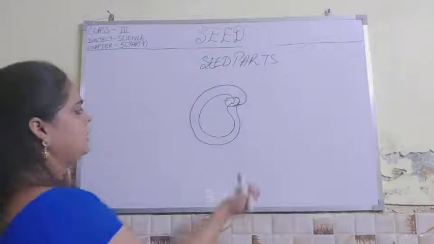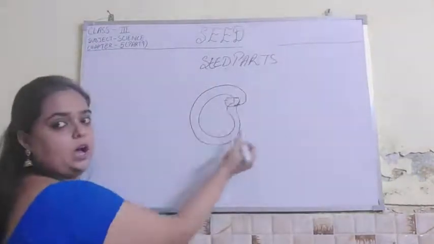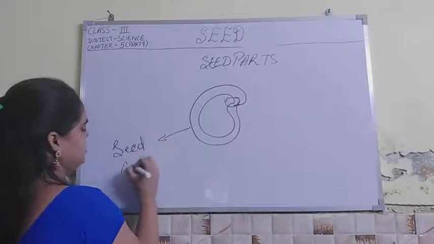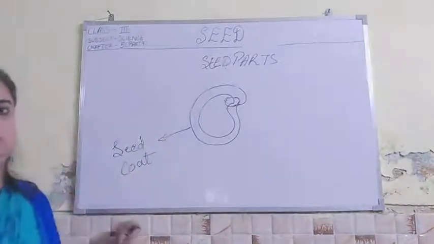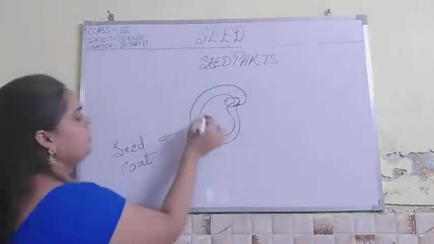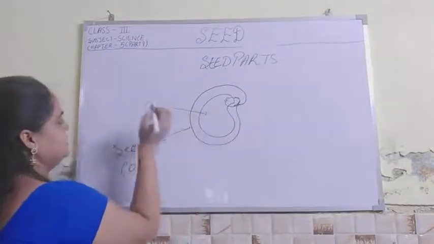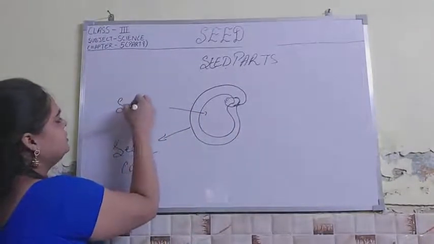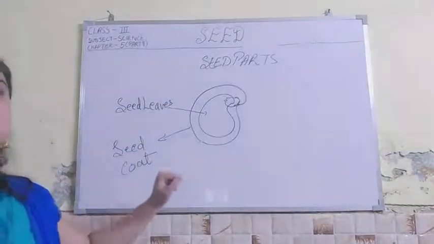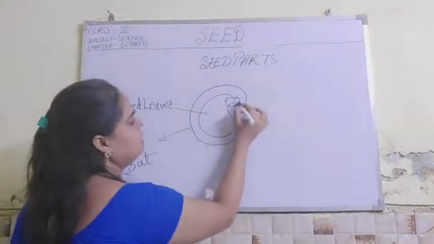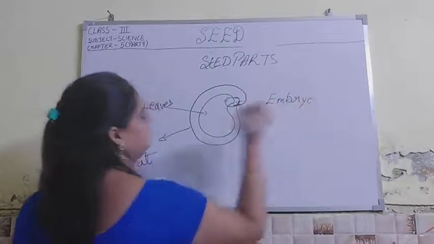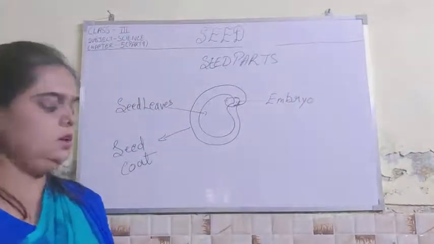The first one, the outer layer, is the seed coat. The outer layer is called the seed coat. This inner part is the seed leaves. And the third part, this one, is the embryo.